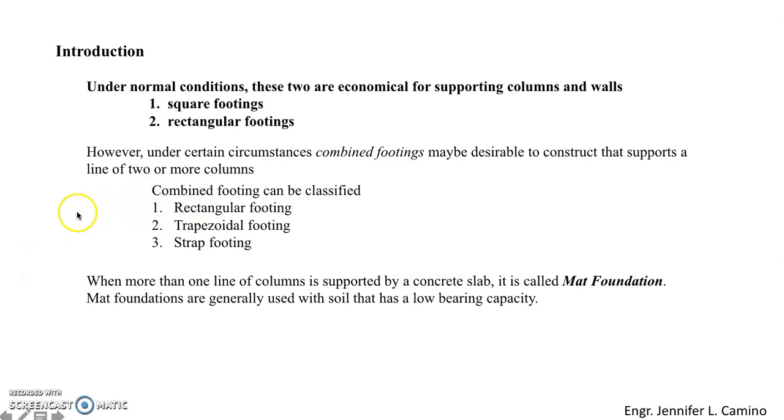So combined footing can be classified as rectangular footing, trapezoidal footing, and strap footing. However, when more than one line of columns is supported by a concrete slab, it is called a mat foundation. So, basically, mat foundations are generally used with soil which has a low bearing capacity.